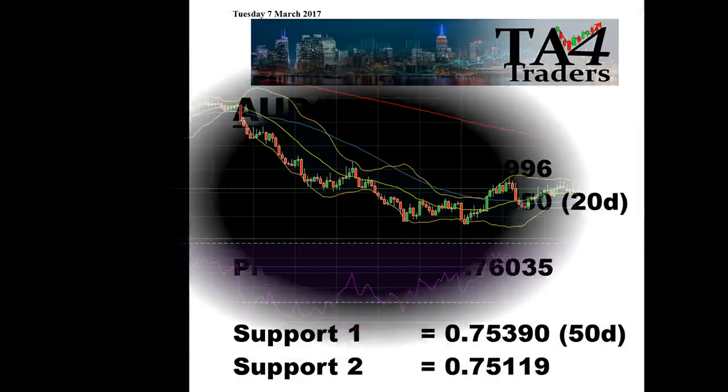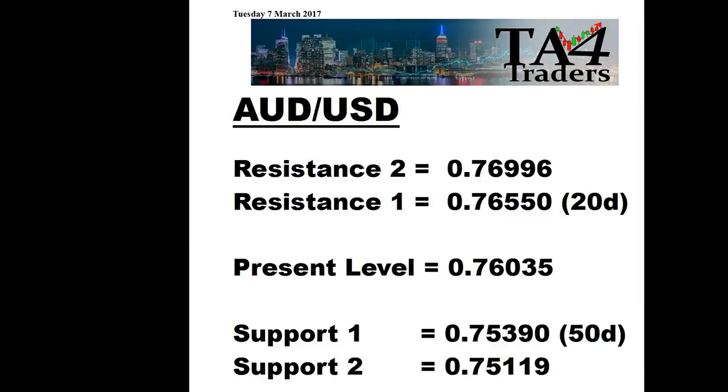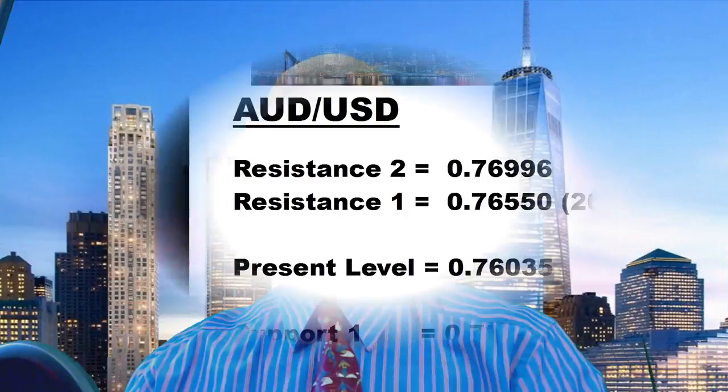On the support resistance levels, we've got the resistance one at the 20-day moving average, 0.7655, then 0.76996, and the supports, as I've said, at the 50-day, 0.7539, and then support below there at the 0.75119 level.